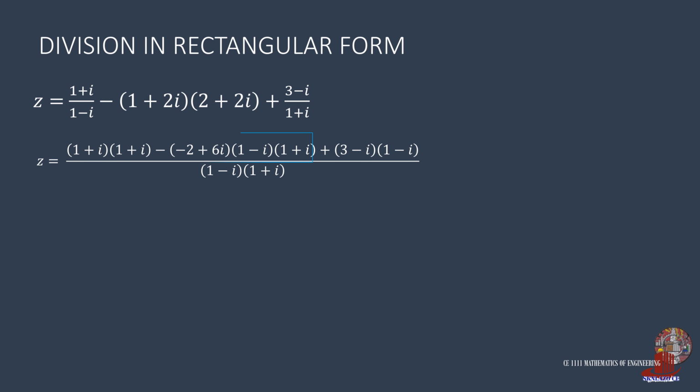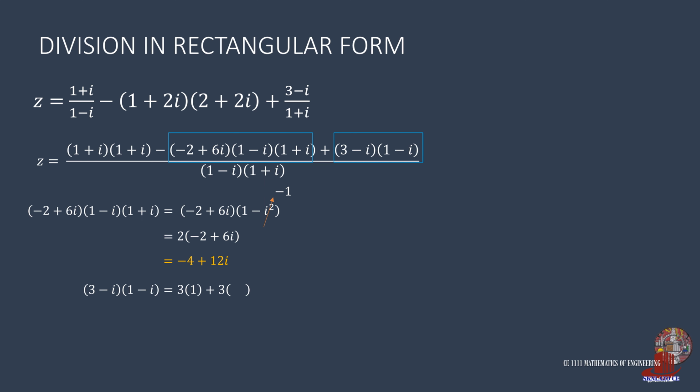The second term in the numerator has 3 quantities. Simplify 1 minus i times 1 plus i into 1 minus i squared using the concept of difference of two squares. The result is 1 minus negative 1, which is 2. This is multiplied to the first quantity, giving negative 4 plus 12i.